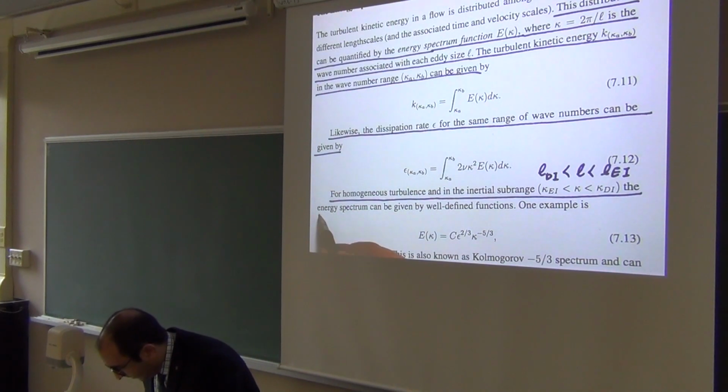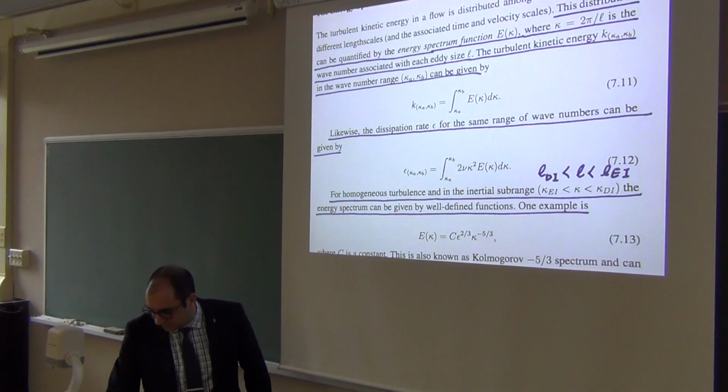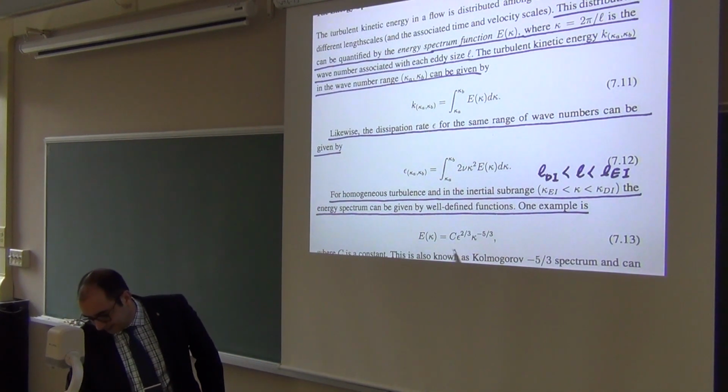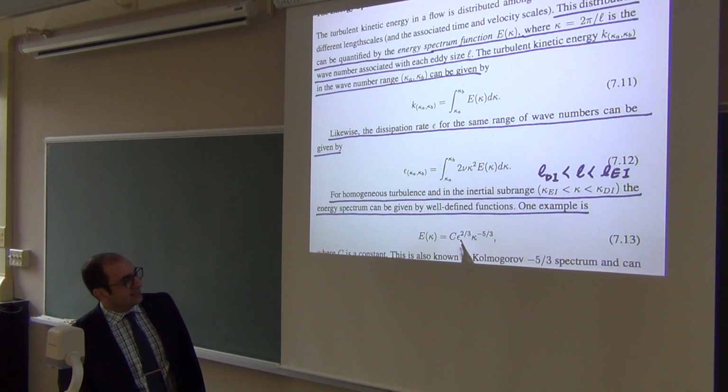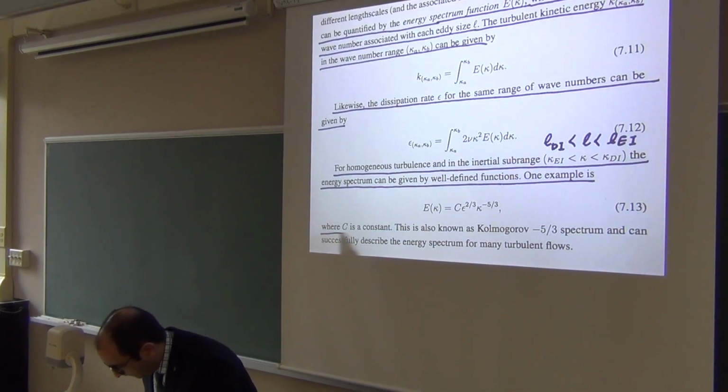And people have fitted the energy spectrum with well-defined functions. One example is this, where the energy spectrum in the inertial subrange has a power of 2/3 relationship with dissipation rate and -5/3 power relationship with wave number. This is also known as the Kolmogorov -5/3 spectrum.